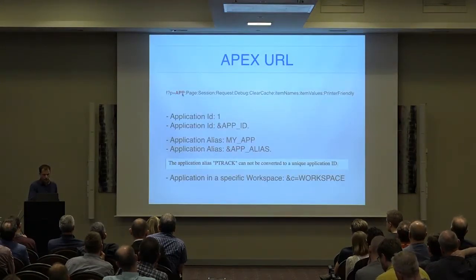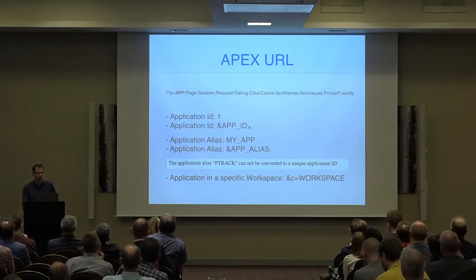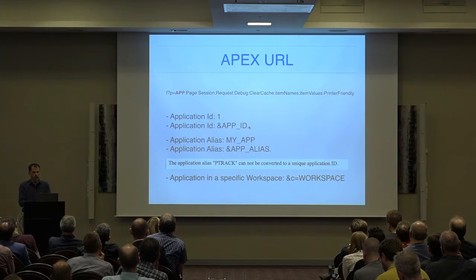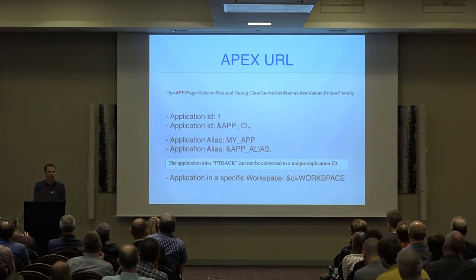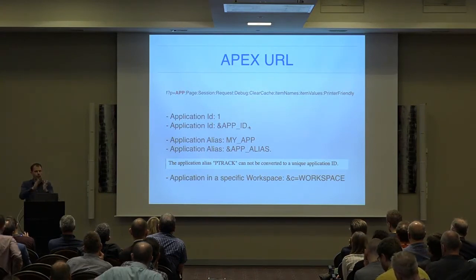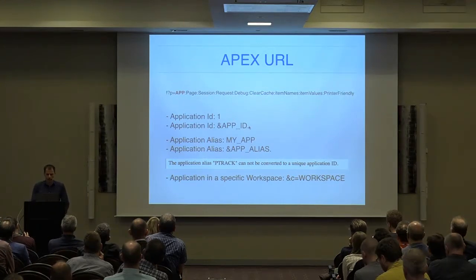So for the application, basically we can put in 1, so we go to application 1. We can also use ampersand dot notation. There's a built-in substitution string for the application ID. Whenever we generate a link and we want to stay within this application, we use ampersand app ID. You don't put 1 or 101 in there, because if you export and import into another environment with another application ID, your links don't work anymore. So use ampersand app ID.